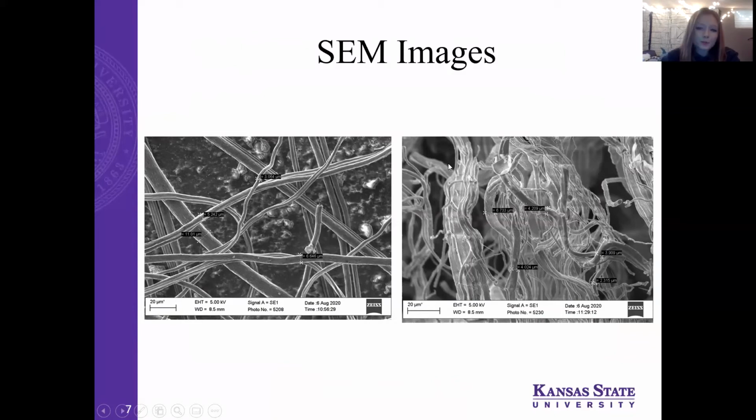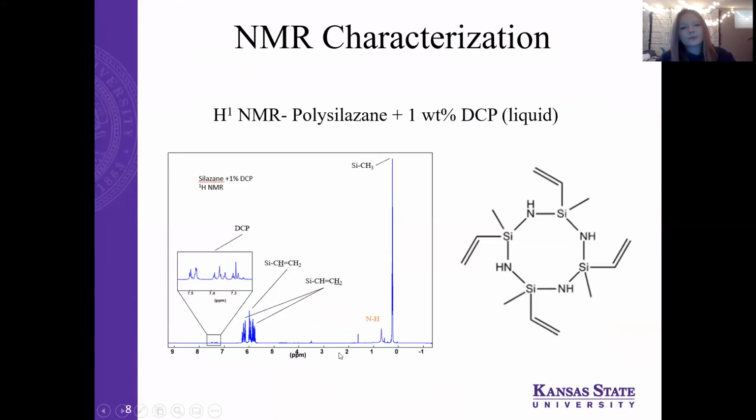And so once we've done this analysis for these physical properties using SEM, we can do a chemical analysis with the nuclear magnetic resonance. It's important to note that the nuclear magnetic resonance that I did was not over the fibers themselves, but the materials that we used to make the fibers. So we did NMR on the polysilazane with 1% dicumyl peroxide liquid. We did it on the plain dicumyl peroxide, that's a solid, and we did it on the cross-linked polysilazane, and that was also a solid.